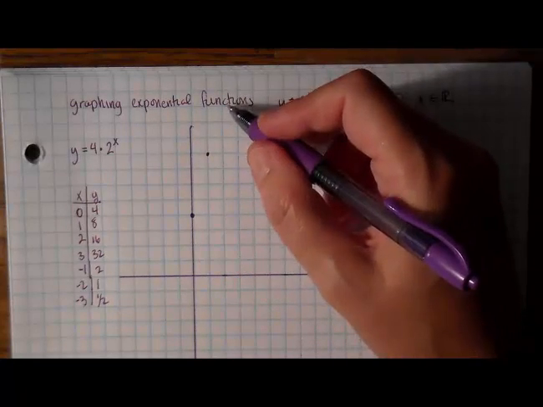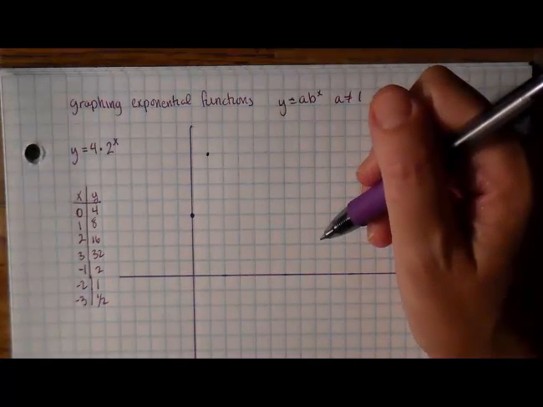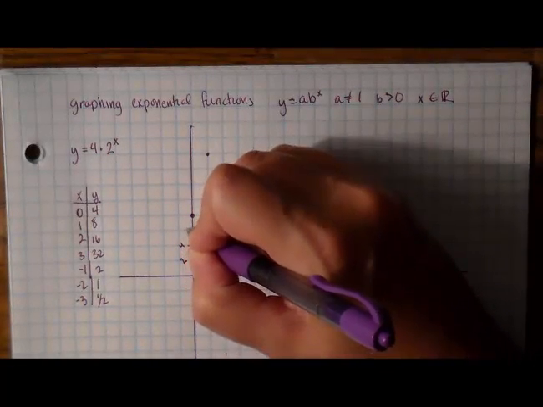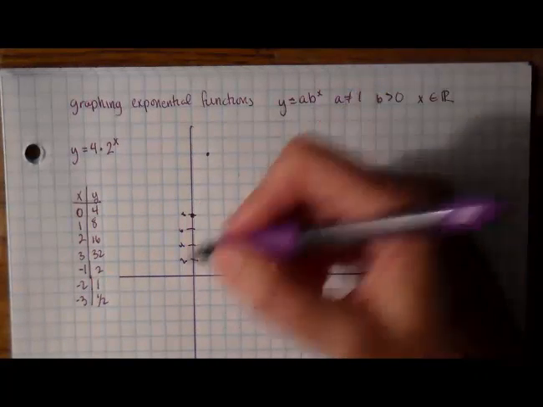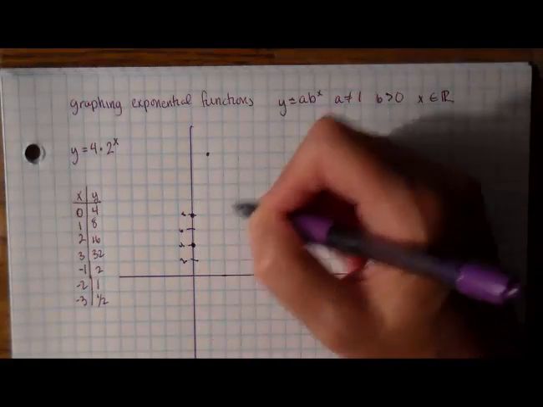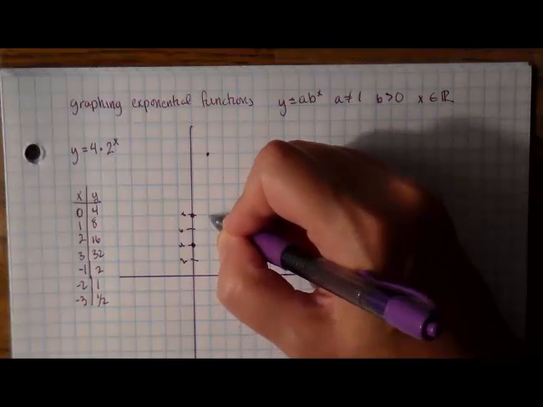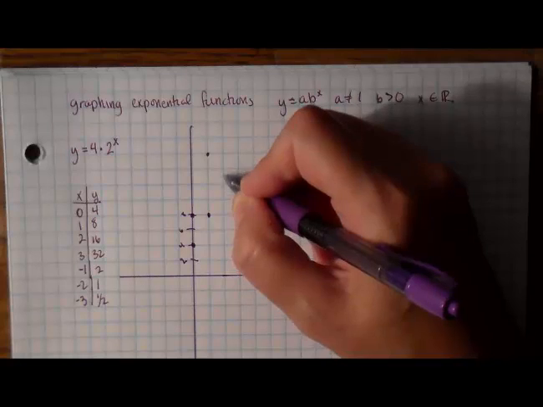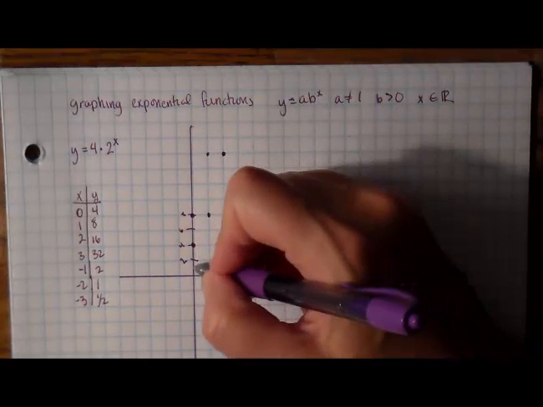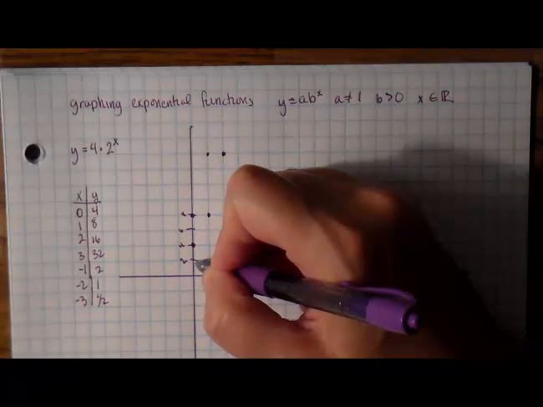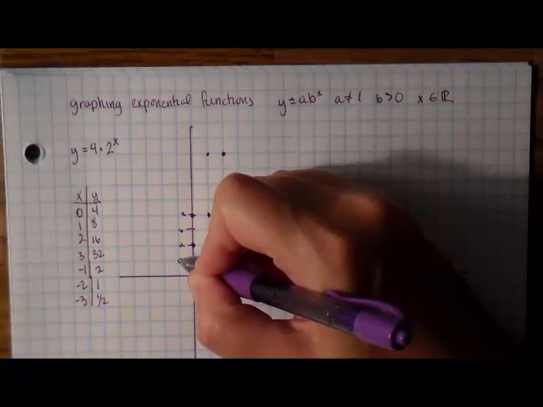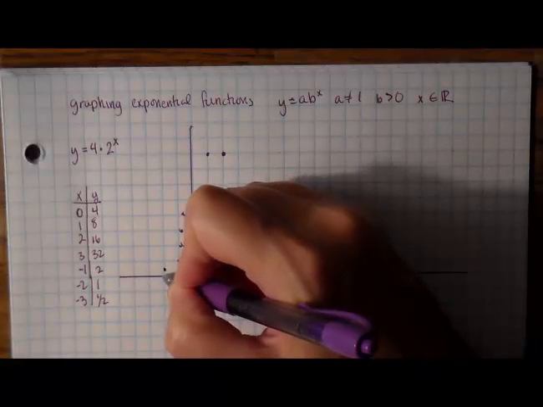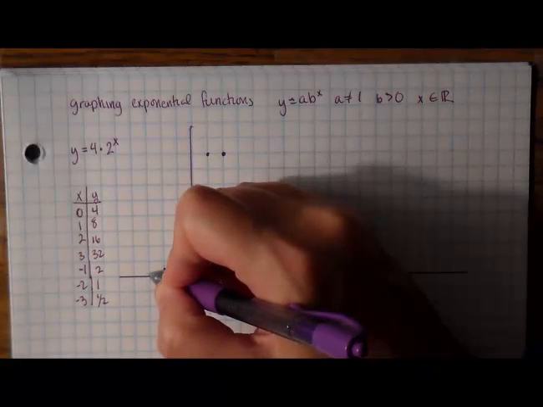And as you can see, I didn't actually leave myself quite enough room. So what I'm going to do is change my scale real quickly. Make this 2, 4, 6, 8, etc. So I'll have (0, 4), (1, 8), (2, 16), so 10, 12, 14, 16. And then I had (-1, 2), (-2, 1), (-3, 1/2).